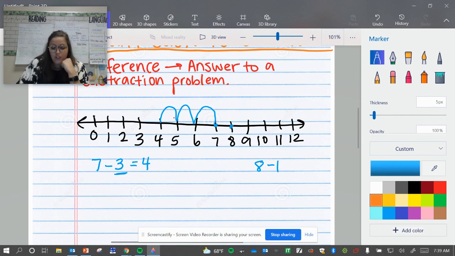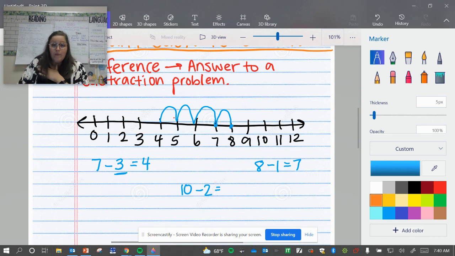Okay, and how much am I going to count back? Only 1, right? I'm going to hop back 1, and what do I get to? 7. I get to the number 7. So 8 minus 1, if I take 1 away from 8, I have 7 left. My difference is 7, okay? Let's do one more. I don't want orange, I want this blue. Okay. Let's do 10 minus 2.